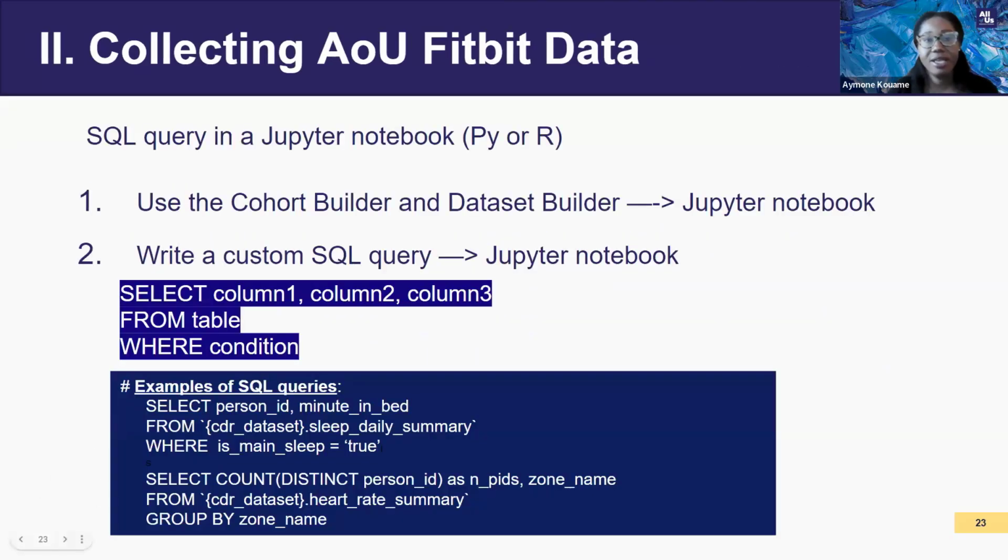Next. Okay, so if you don't know SQL, don't worry. You can get a SQL query with the cohort builder or dataset builder and run it in your Jupyter Notebook. You can also write your own query if you know SQL, or you can do a combination of both. You can get the query from a dataset builder and then make some modifications.